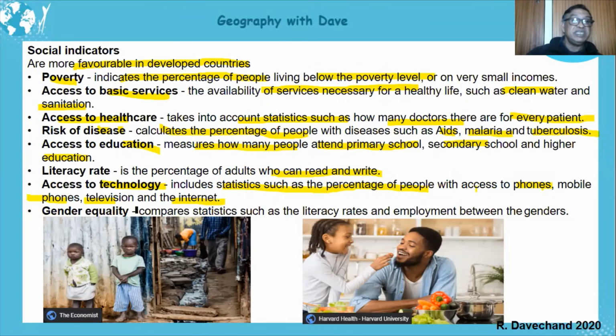Gender equality compares statistics such as literacy rate and employment between genders, and we find there's a greater gender inequality in LEDCs, compared to the MEDCs, where it's closer.